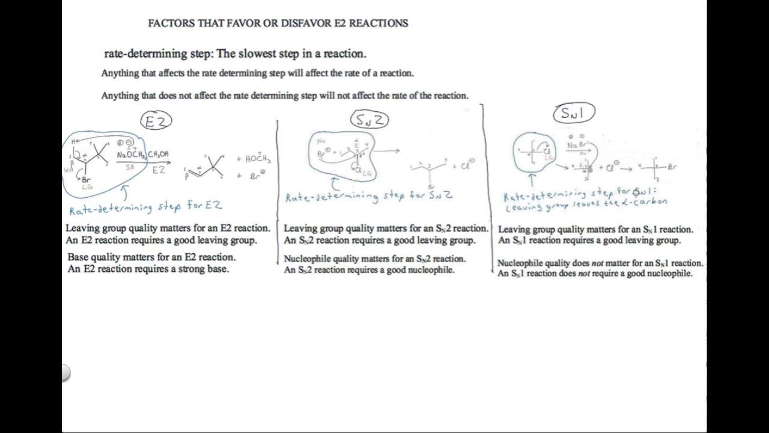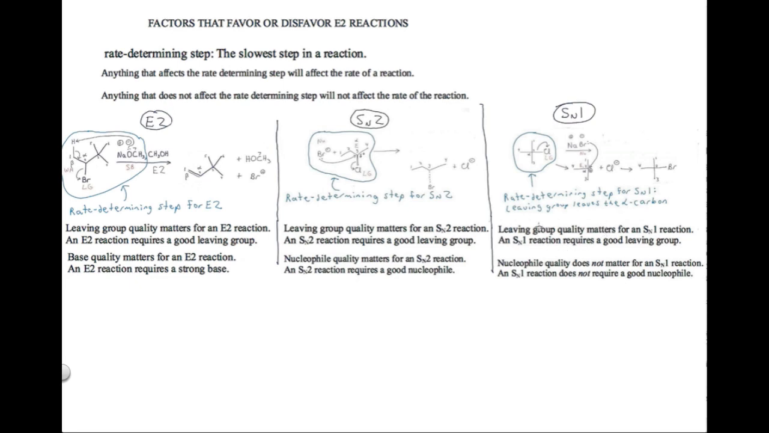So the rate-determining step for SN1 is the first step. That's the step where the leaving group leaves the alpha carbon. You could also say that's the step where we form the carbocation. The rate-determining step for SN1 is carbocation formation. So can you use that idea to justify these answers? I hope you tried that.